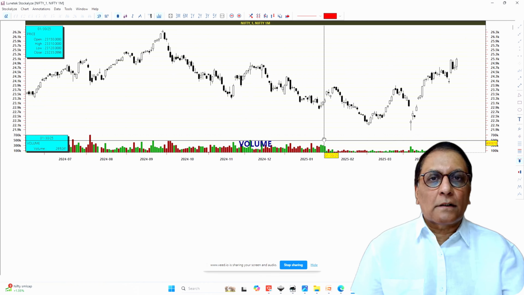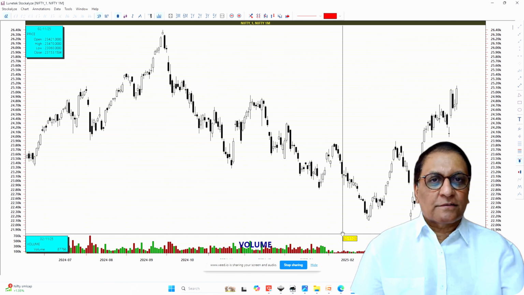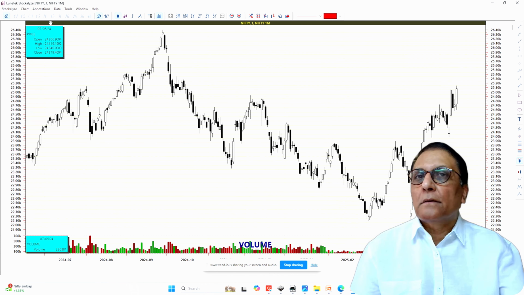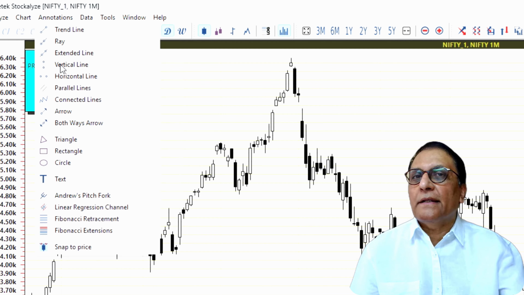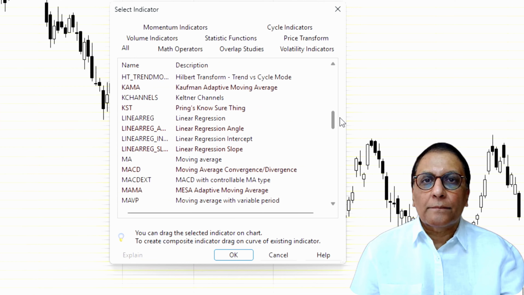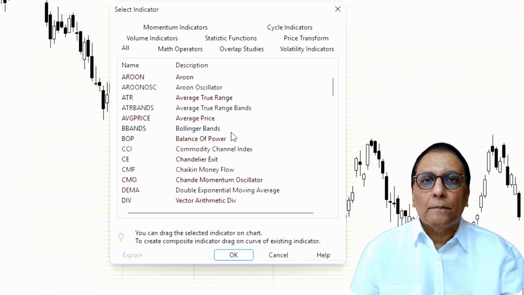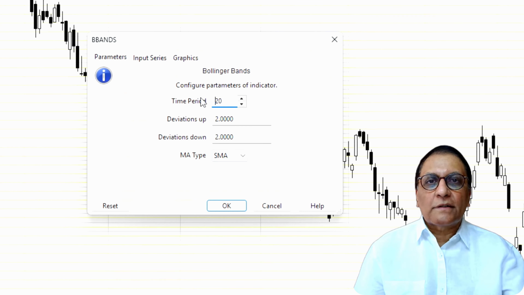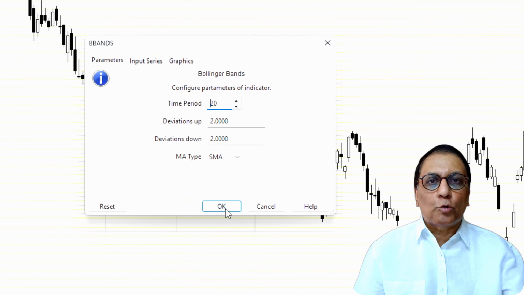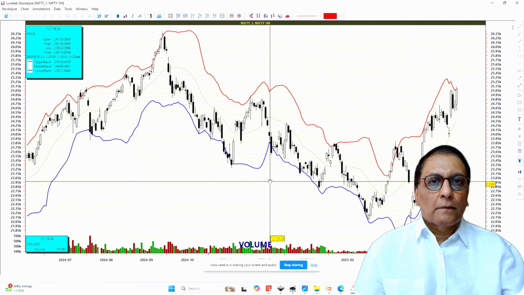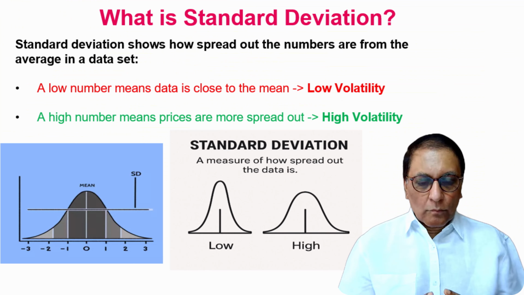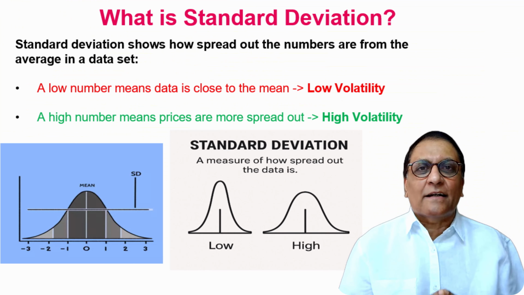So here is a chart of the Nifty futures of the current month. And I'm now going to plot the Bollinger Band on this by going to the indicator window and going to Bollinger Band. So it is a 20 time period Bollinger Band with the up and down deviations being two standard deviations from the mean. This is what the Bollinger Band looks like. Moving on, let us understand the concept of the standard deviation.